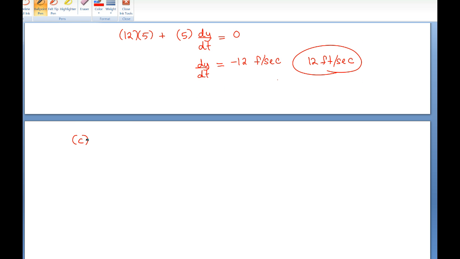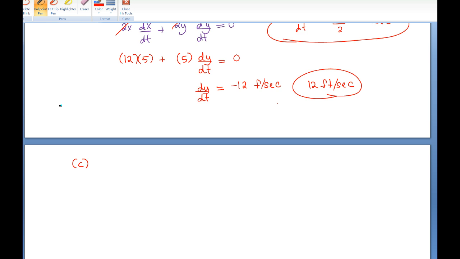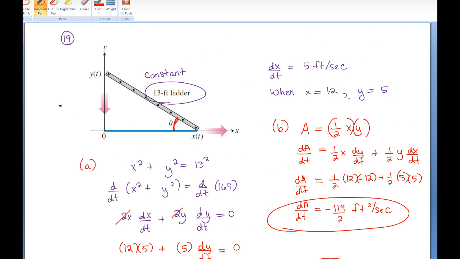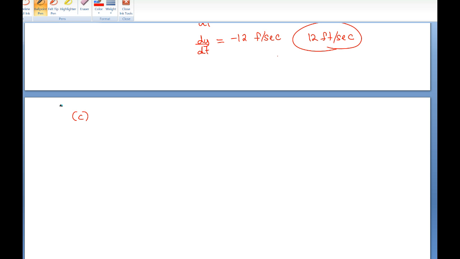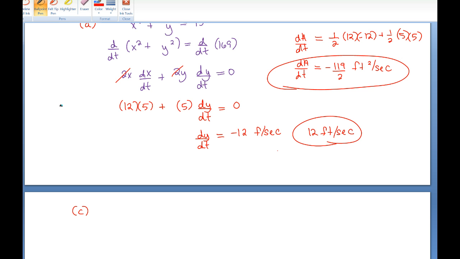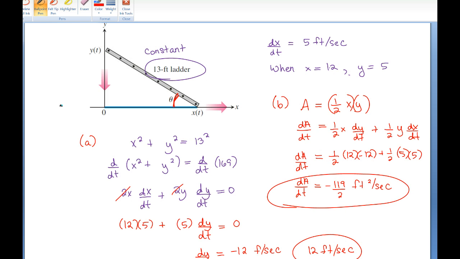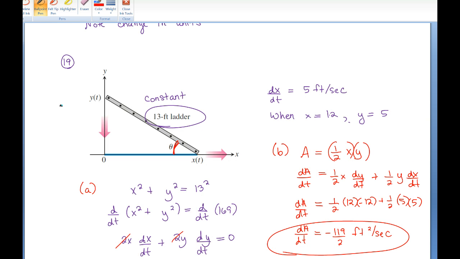What relates theta? Sine, cosine, tangent. So we want to know between the ladder and the ground. At what rate is the angle theta between the ladder and the ground changing at that moment? So tangent? No, you want to do cosine? Ground and ladder. Ground is x, ladder is constant.